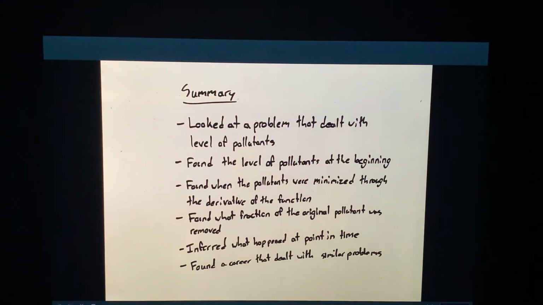To summarize what was done today, we looked at the problem that dealt with levels of pollution of a river and found the level of pollutants at the beginning. We also found when the pollutant was minimized through the derivative of the function, then found what fraction of the original pollutant was removed. After that, we used our knowledge of graphs to infer what was happening at that point in time, then found a career that dealt with similar problems in a pollution control technologist.